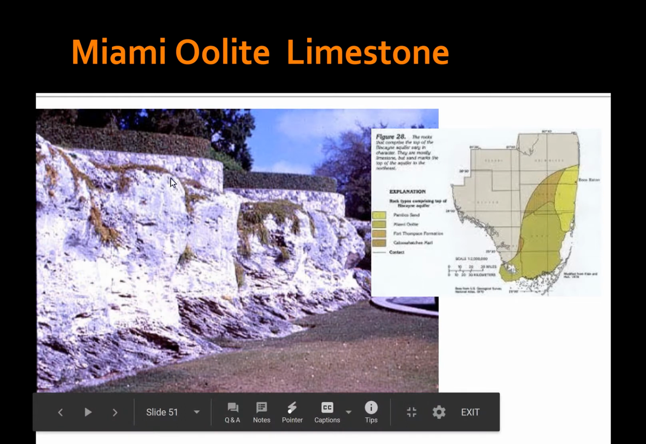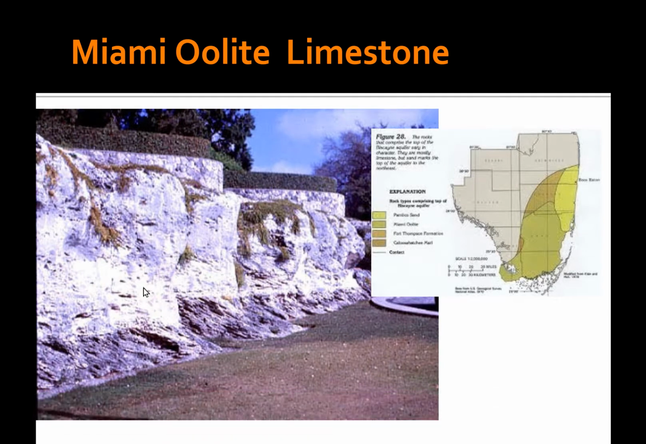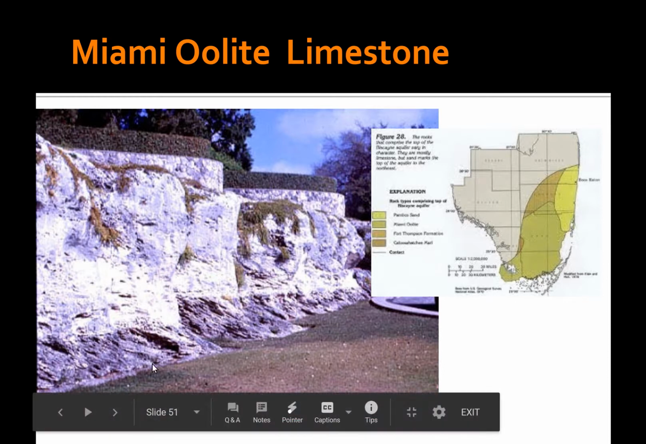We talked about the Oolite limestone, very hard, with little tiny honeycomb-looking shapes and shells that go back into the Jurassic Age and before. This is all part of the highlands. That was the bottom of the ocean.